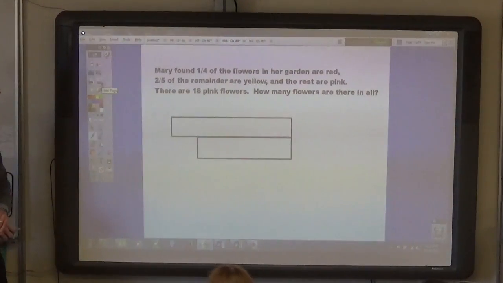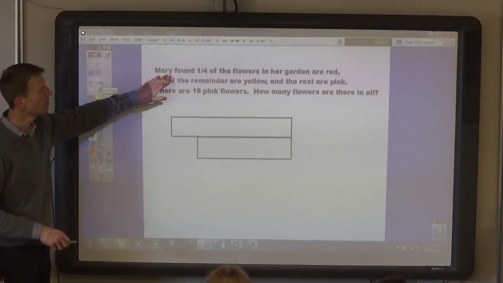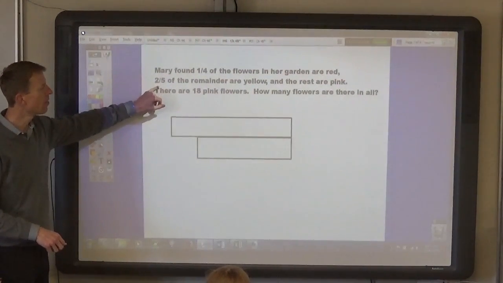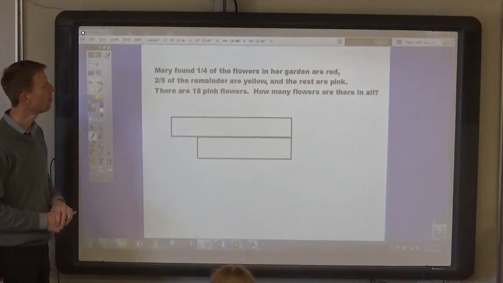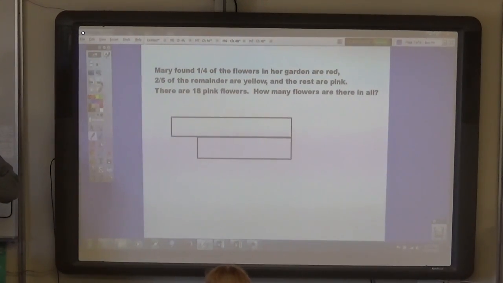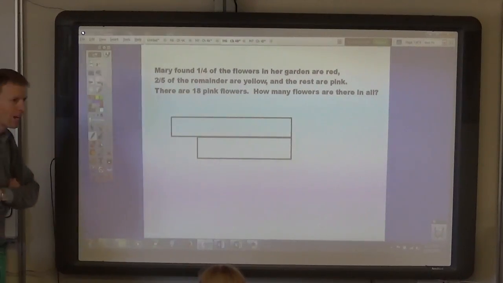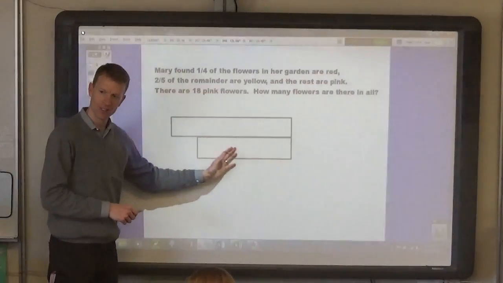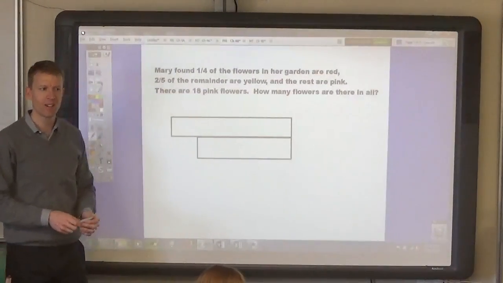Mary found 1/4 of the flowers in her garden are red. 2/5 of the remainder are yellow, and the rest are pink. There are 18 pink flowers. How many flowers are there in all? Now this one's a little more complicated. But when you are drawing a model, let's start with the model. Let's see if you can figure this one out.